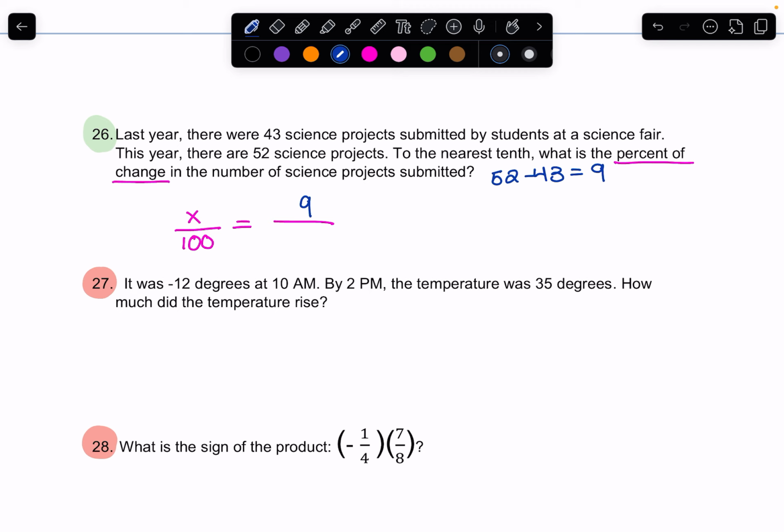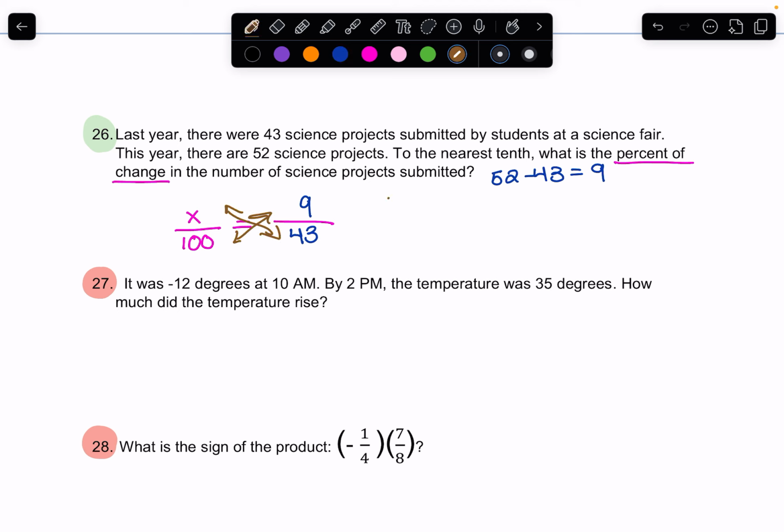Now this is where a lot of us are going to make a mistake. We have two numbers, 43 and 52. Which one do we put underneath the 9? You're always going to put your original amount because we are comparing how much we increased to where we started from. If you're talking about how much you've improved, you would compare the amount you improved to where you started. And then it just becomes the same problem that we've been doing.